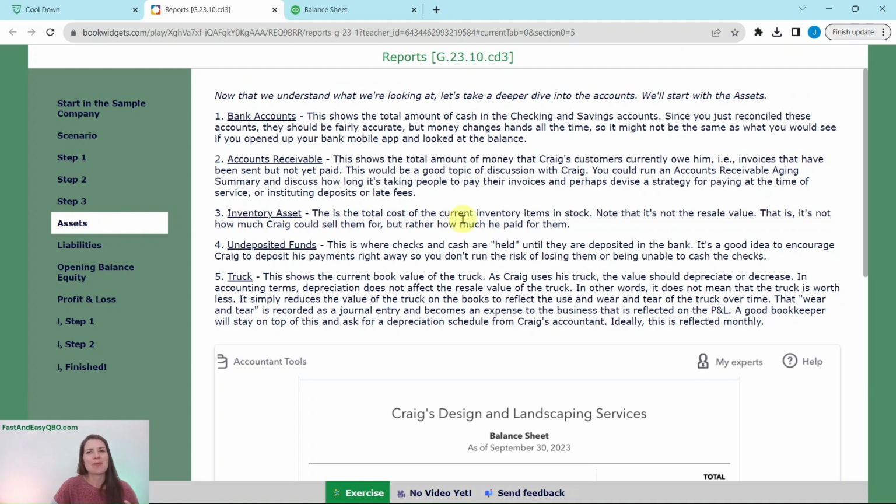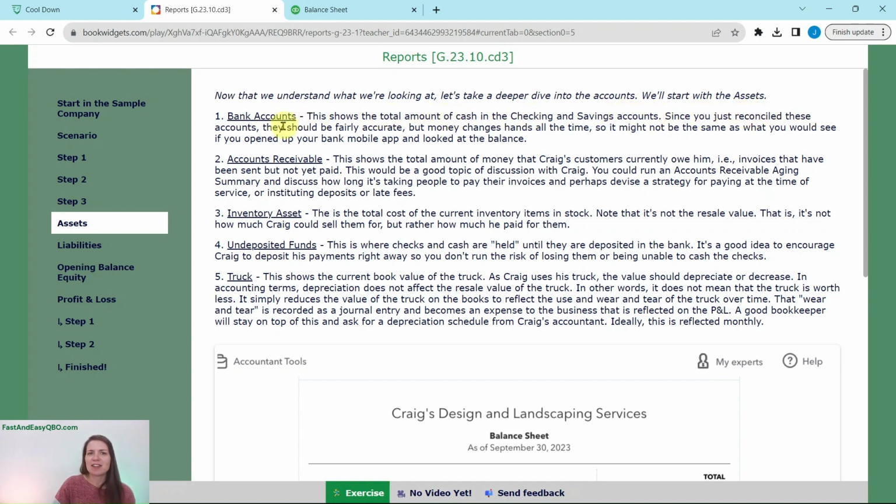Now that we understand what we're looking at, let's take a deeper dive into each of those accounts so you really understand what is on the balance sheet and speak intelligently about it with Craig. So the bank account, we're going to start with the assets. The bank account is an asset because this shows the total amount of cash in the checking and savings accounts.